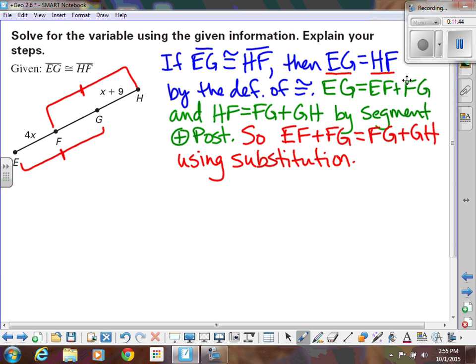Then notice that what I have on both sides is FG. That's that common segment in the middle. So I have this and this is common. So I'm going to say EF is equal to GH, by the subtraction property.